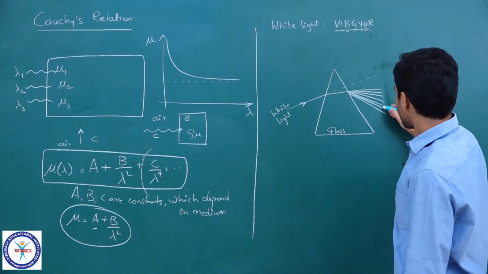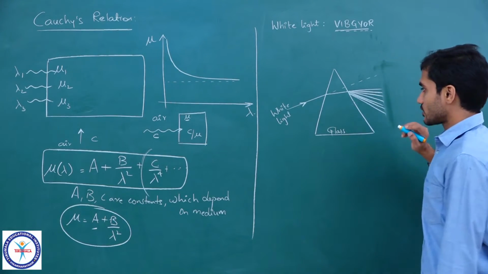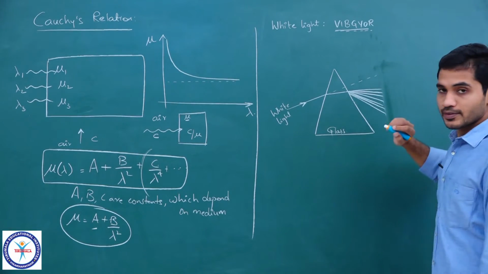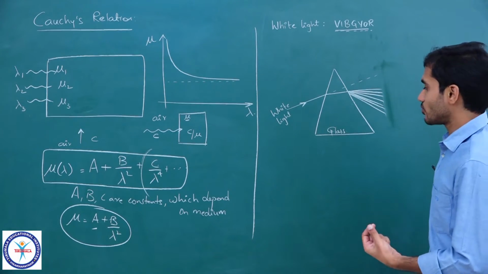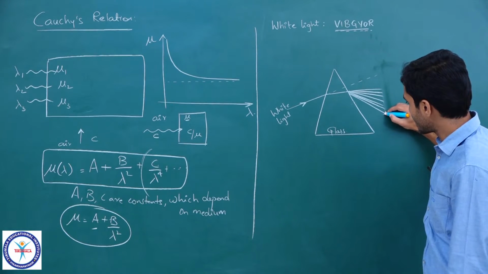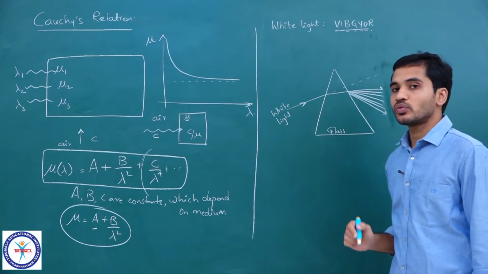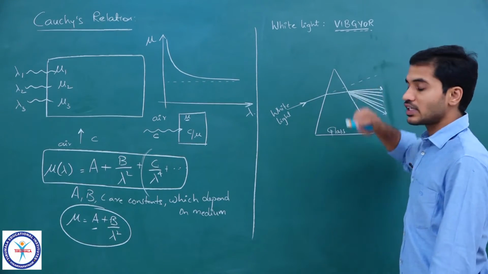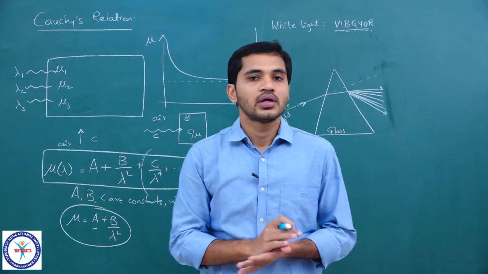So how many are there? 1, 2, 3, 4, 5, 6, 7. So 7. Can you guess, if let us say these are VIBGYOR, the 7 wavelengths which are coming out, which of these will have the highest deviation? Highest deviation corresponds to this one, correct? And this is the one which corresponds to the least deviation. So out of these, which will have the highest deviation and which will have the least deviation?